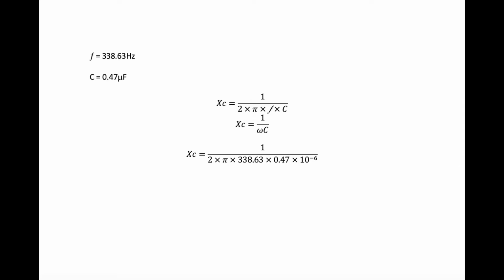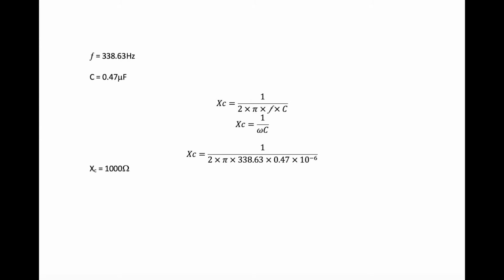This means that if we put 1 over 2 times pi times 338.63 Hz, as stated earlier, times the capacitance, which is 0.47 microfarads, an answer for Xc, or the reactance of the capacitor, can be found. When plugged into a calculator, this gives a value of 1000 ohms, rounded to the nearest whole number, which is the correct answer.